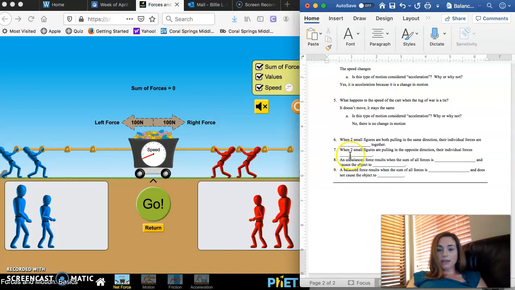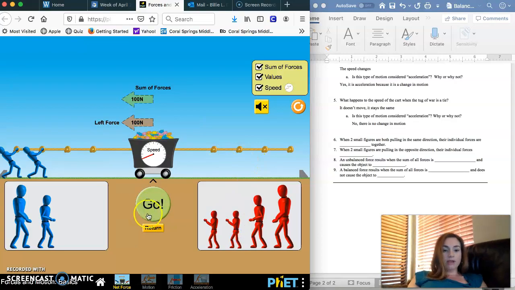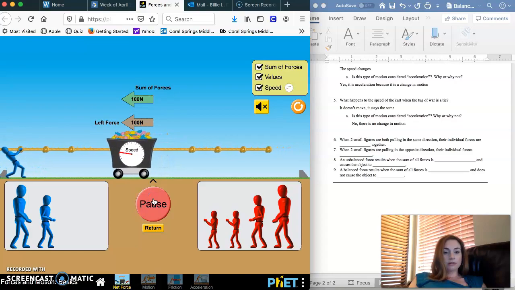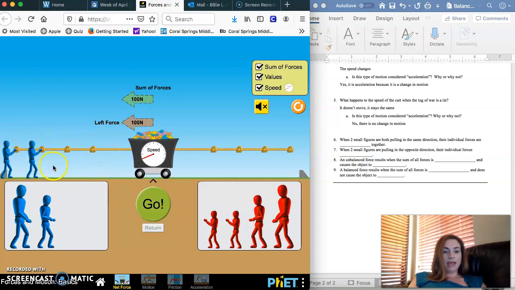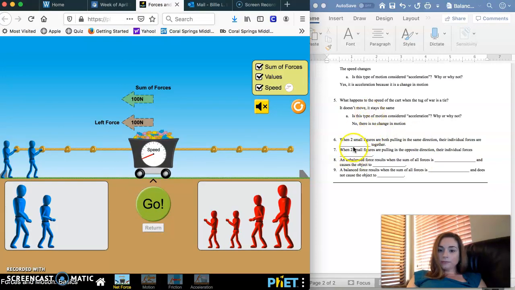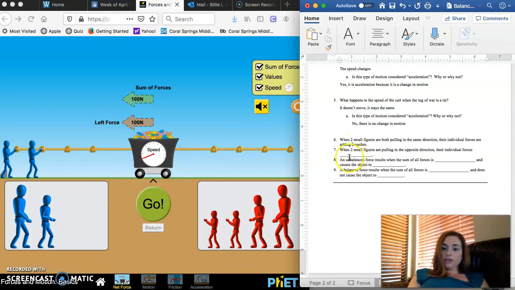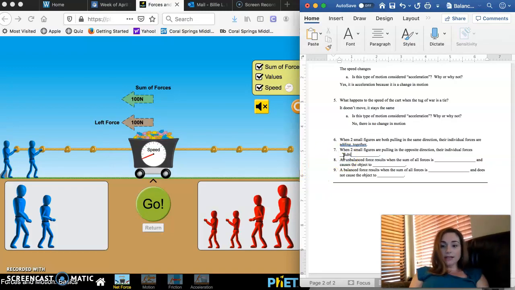Okay, so let's finish this up. When 2 small figures are both pulling in the same direction, their individual forces are added together. So let's take 2 of our small figures and have them pull together. Look at that. So that's going to be adding the forces together. Because they're working together, we're going to add their strength. When 2 small figures are pulling in the opposite direction, then we are subtracting.